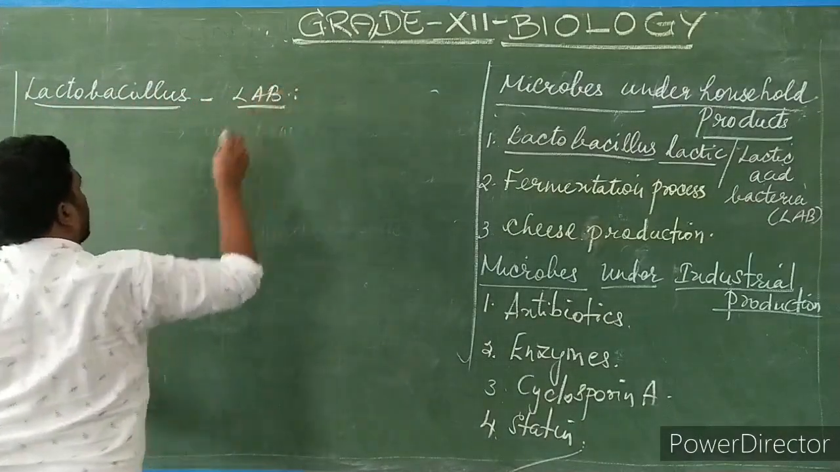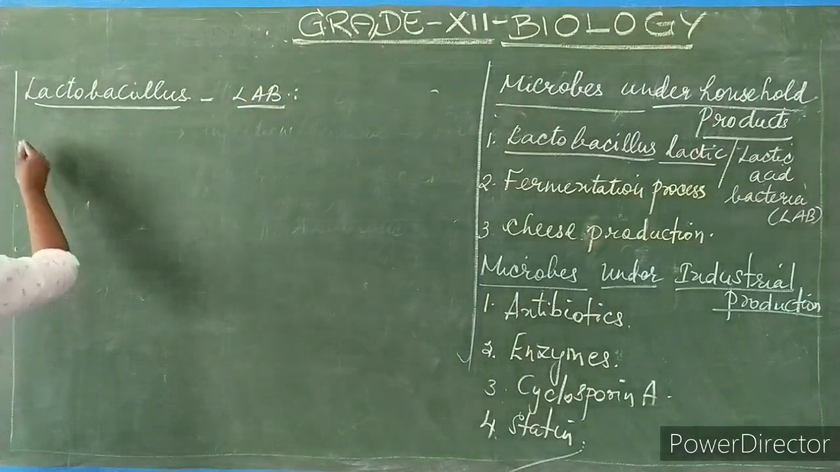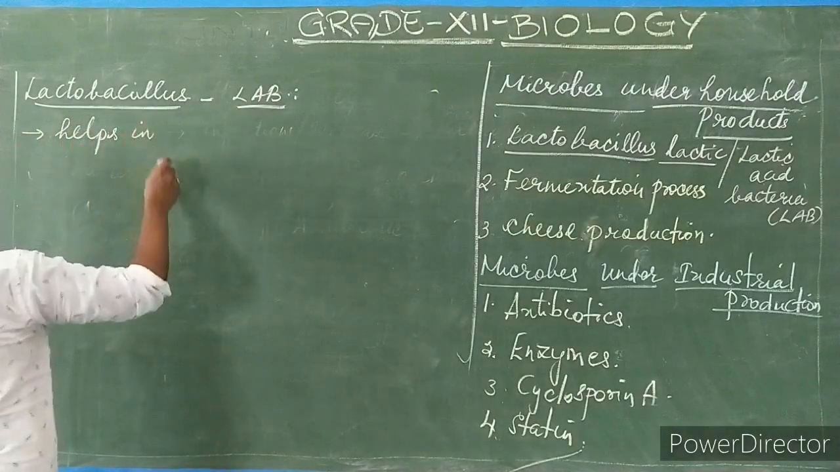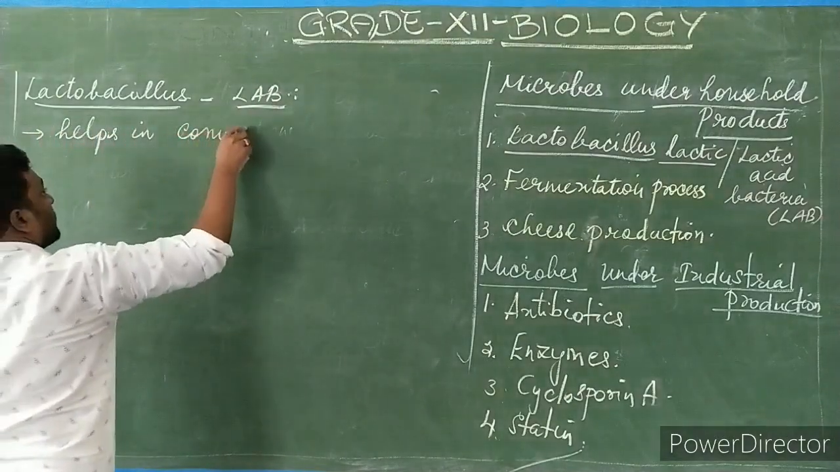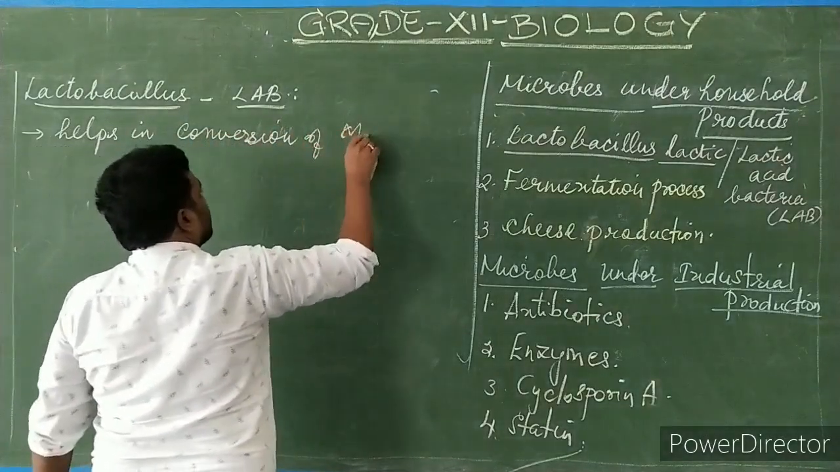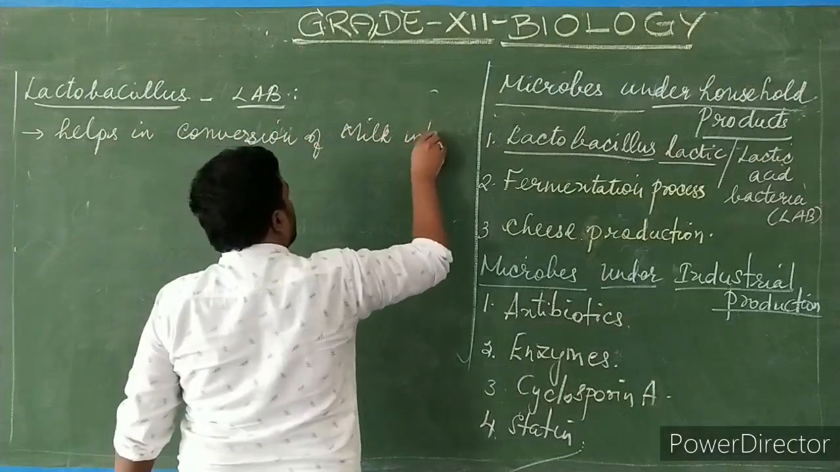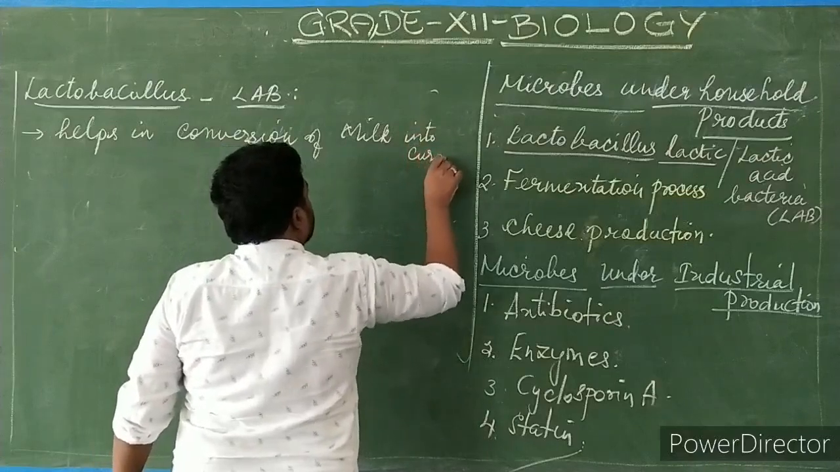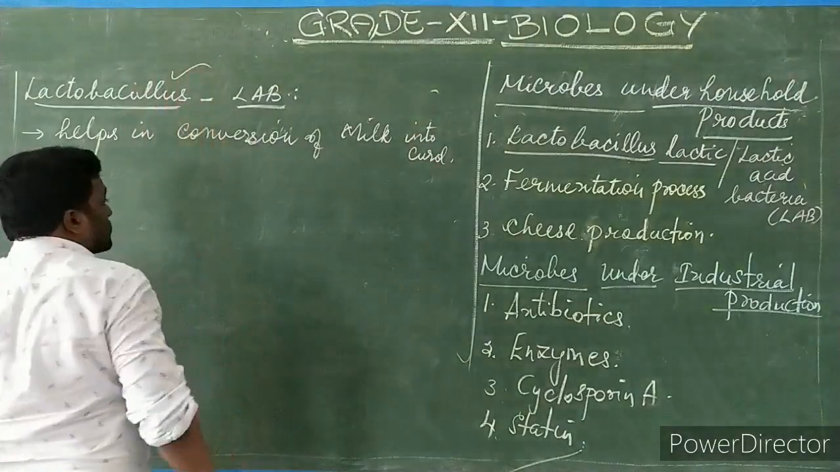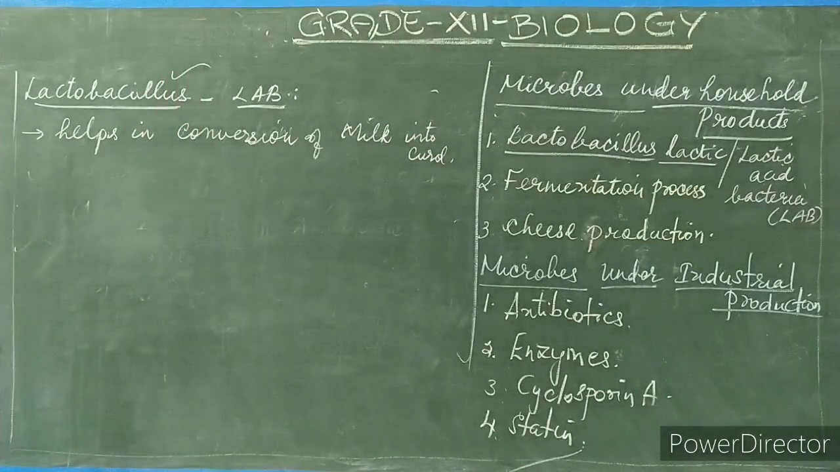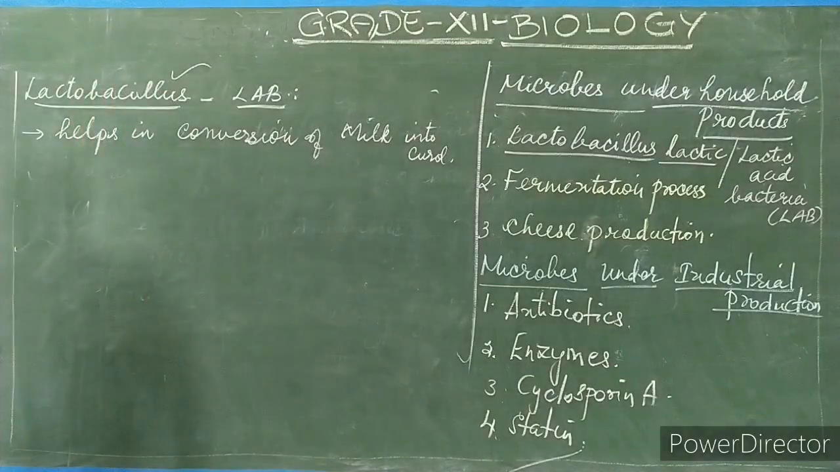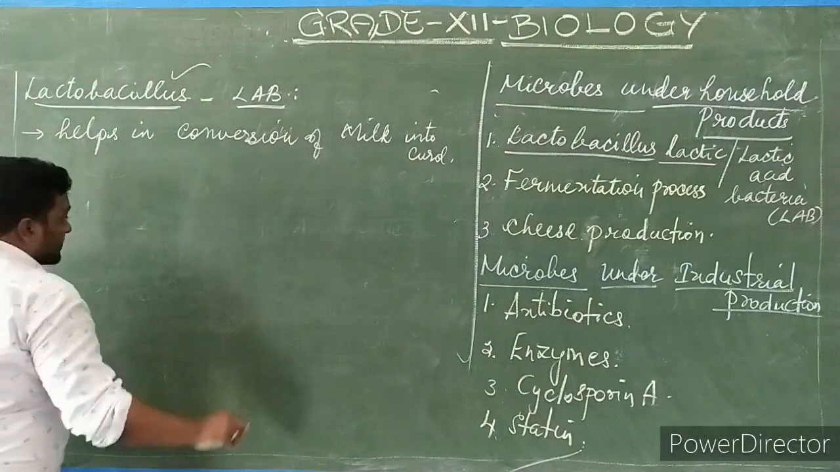Lactic acid bacteria. See, this Lactobacillus lactis helps in conversion of milk into curd. That is, this curd will be having this rod-shaped bacteria. Under the microscope, we will not consider curd only. So n number of Lactobacillus lactis bacteria will be present in the curd.